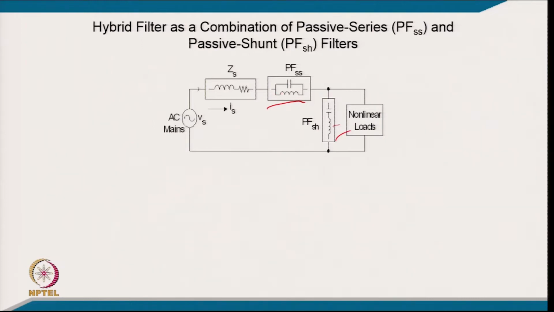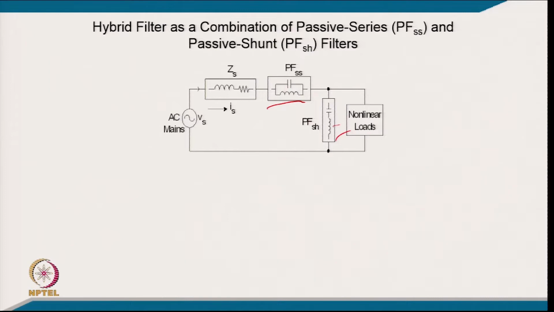What is the drawback of the passive series? It behaves as an inductor when connected in series with the line. The shunt filter at fundamental frequency behaves as a capacitor, so it gives a capacitive reactive power which can compensate the inductive drop of the series filter.